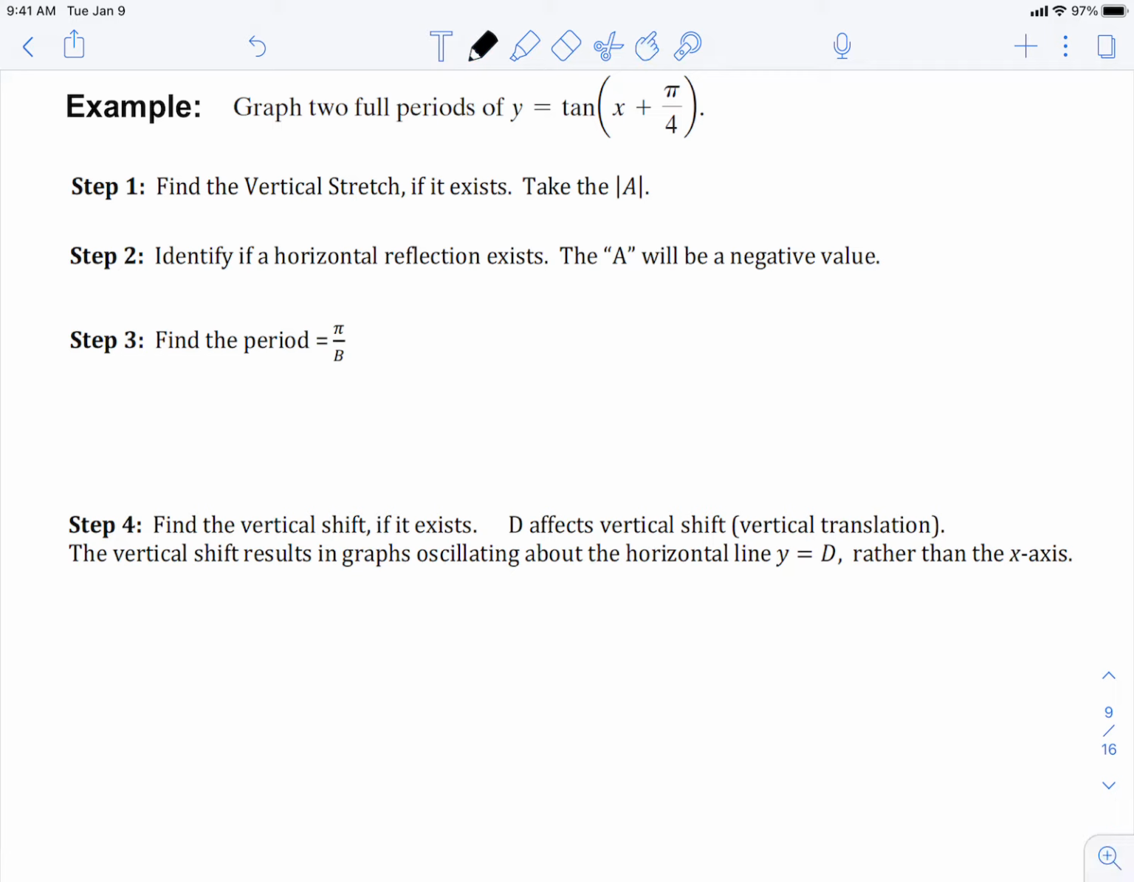All right, we're going to graph another tangent function. So we identify if there is a vertical stretch. In this case, there is not. That a value is a positive 1. Identify if there's a horizontal reflection, if that a value is negative, which there's not.